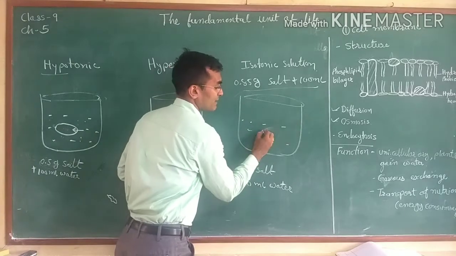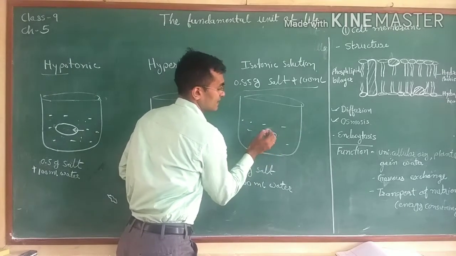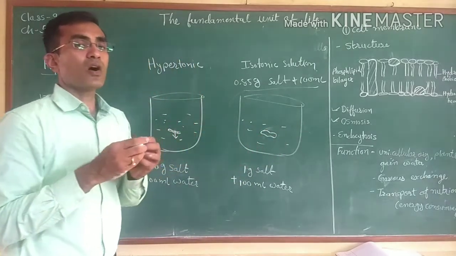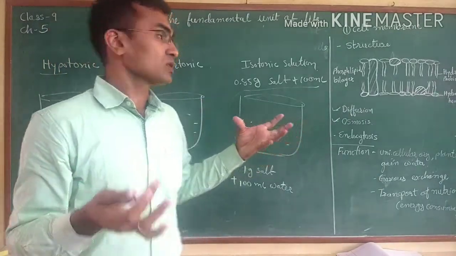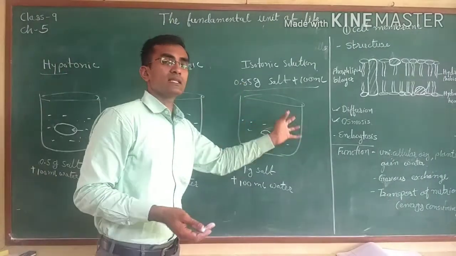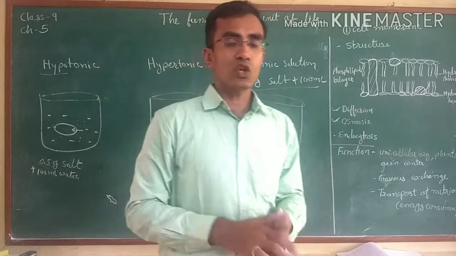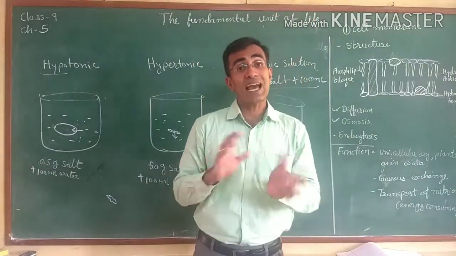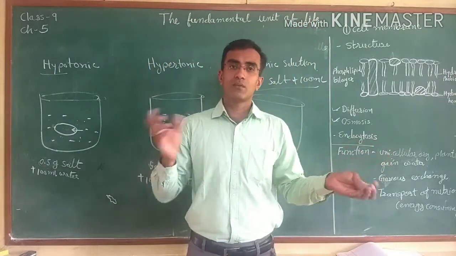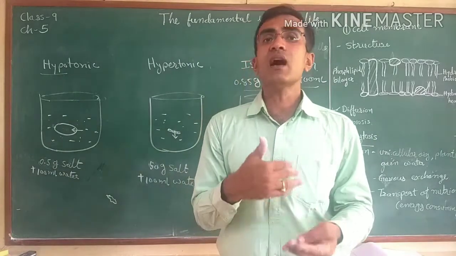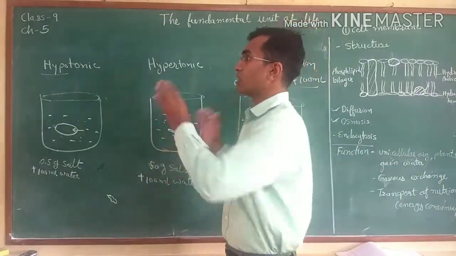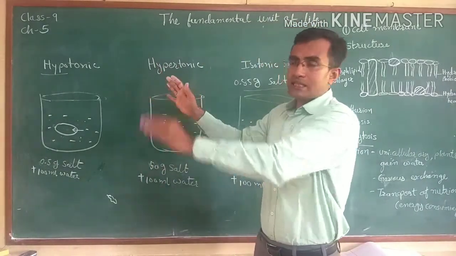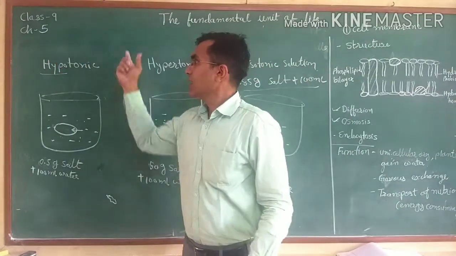Okay, that will remain as it is. It will not shrink or expand. So this kind of solution is called the isotonic solution. Isotonic, iso, similar, both sides similar, that is called isotonic. So the solution tonics are of three types.